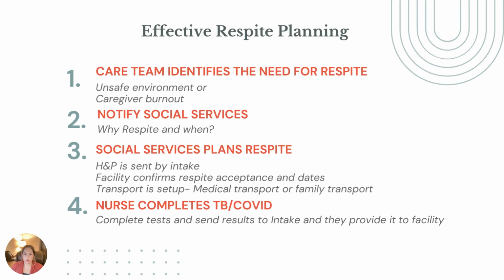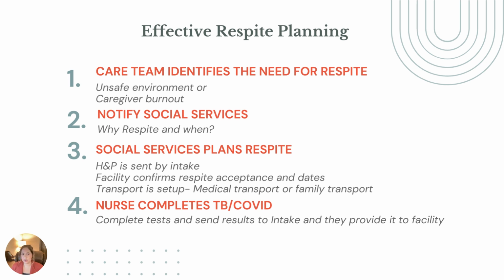All right, so before we start respite, the first thing that's going to happen is somebody in the care team is going to identify that they have a need for respite that is either due to an unsafe environment or caregiver burnout. It is almost always going to be that caregiver burnout. Even if the environment is unsafe, it's usually because the caregiver has burnt out and can't maintain the environment.